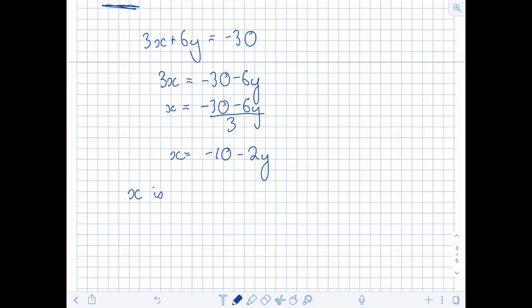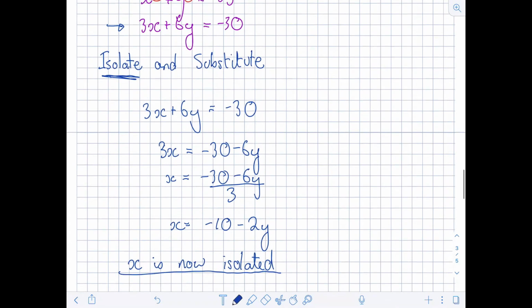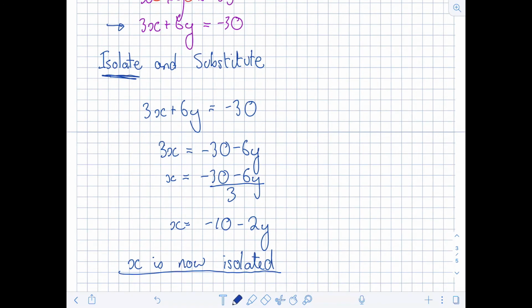X is now isolated. So x is now isolated. All right, that's pretty good. X is now isolated. Yep.